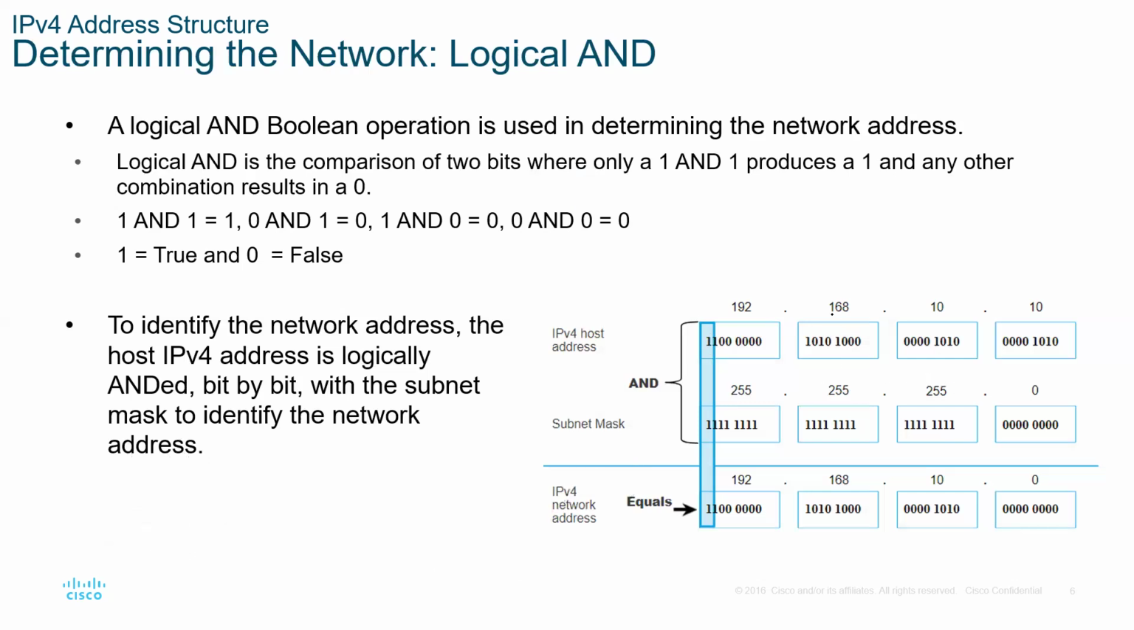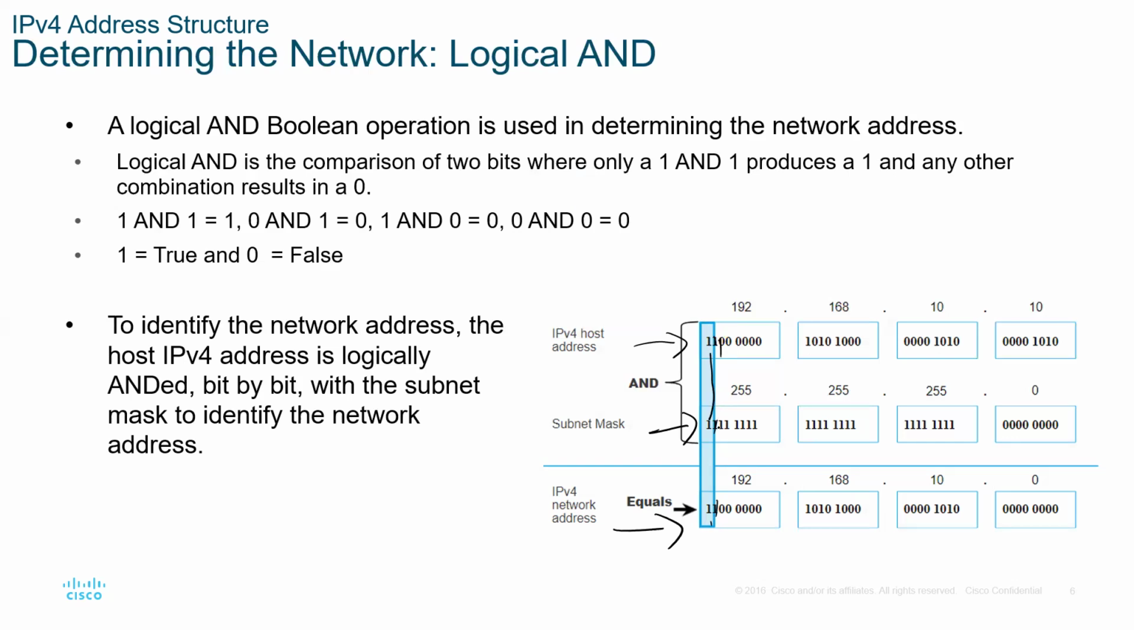So with 192.168.10.10 in binary, this is my address, and this is my subnet mask in binary. If I AND the respective values from my address and my mask, this is what I get. You can see 1 here times 1 here gives you a 1. 1 here and 1 here gives you a 1.